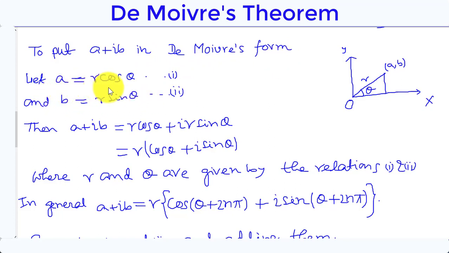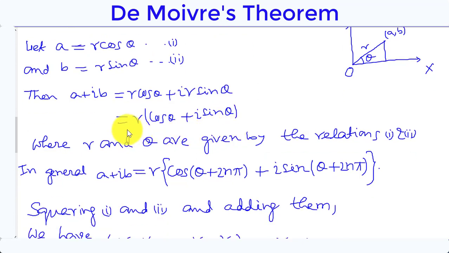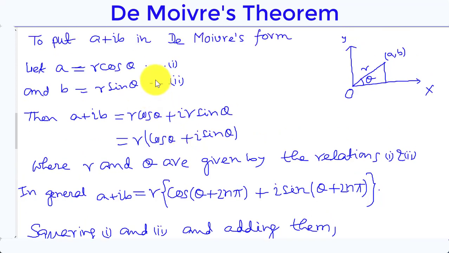Next, to put A + iB in de Moivre's form, let A = R cos θ (equation 1) and B = R sin θ (equation 2). In the figure, R cos θ is A and R sin θ is B. Then A + iB is equal to R cos θ + i R sin θ. This is equal to R(cos θ + i sin θ), where R and θ are given by relations 1 and 2.